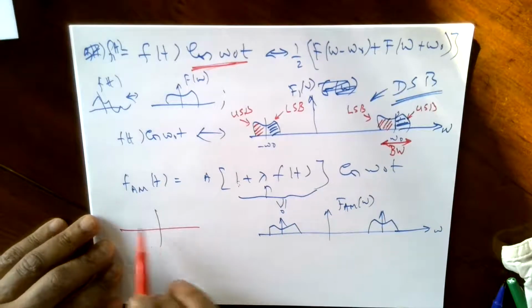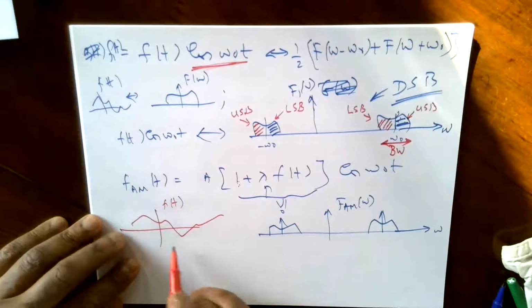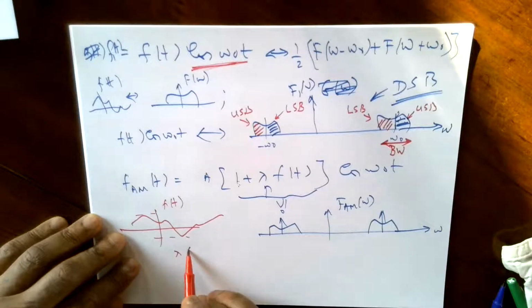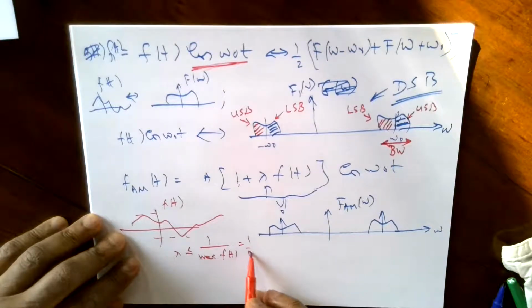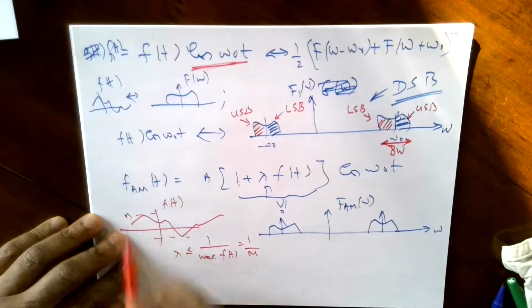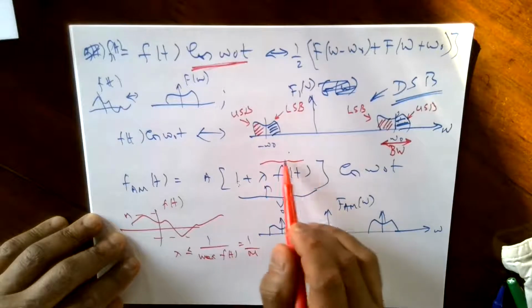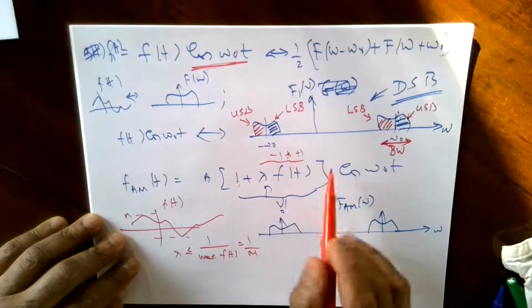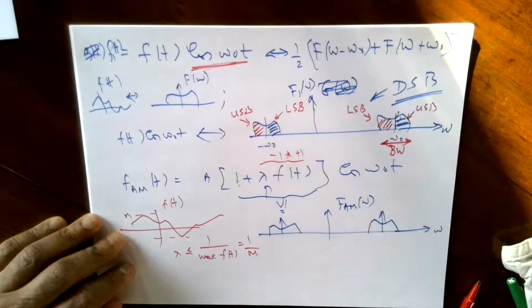As I said, if this is f(t), and suppose you find the maximum value of f(t) and choose λ to be less than or equal to 1 over the maximum value of f(t). In other words, you choose M to be the maximum value and λ accordingly. Then you can see this number will always be between -1 and +1. So 1 plus this will be non-negative. That's the whole point of multiplying by a constant here.